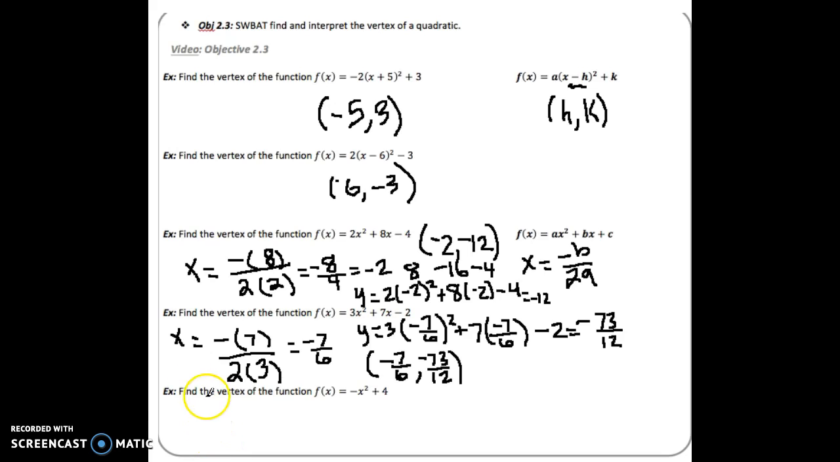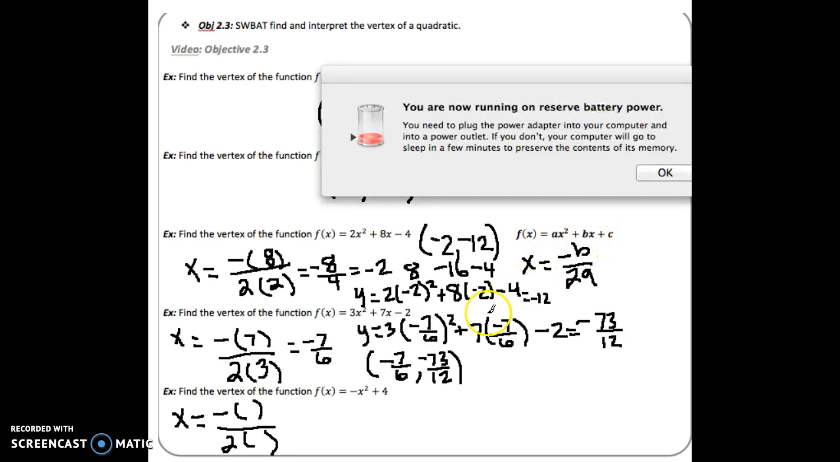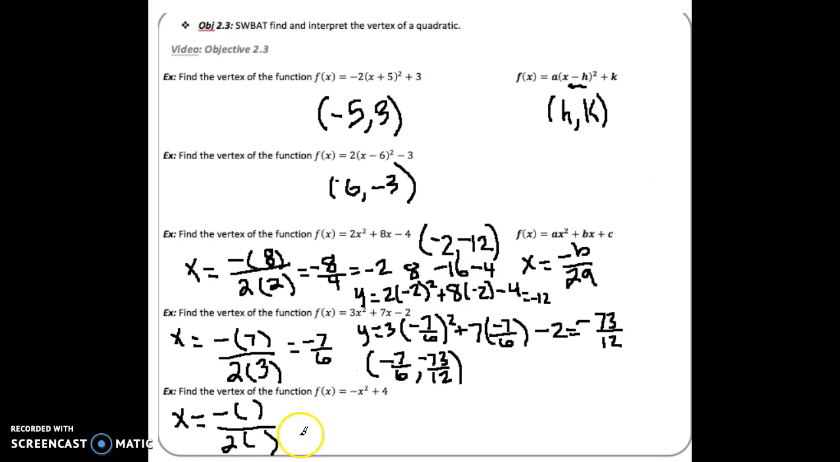All right, last one, find the vertex of negative x squared plus 4. Again, same idea. x is equal to negative whatever b is over 2 times whatever a is. So my b here, there is no x term, and we know that b is the coefficient of x, so it must be 0. Okay, so I'm going to plug in 0 right here. And my a is the coefficient of my x squared term, which is this negative 1 that's right there. So we're going to get negative 1 times 0, which is 0, over 2 times negative 1, negative 2. So my x coordinate is 0.